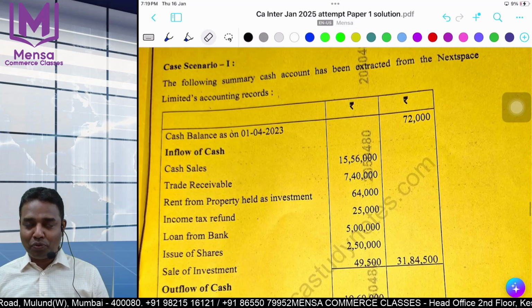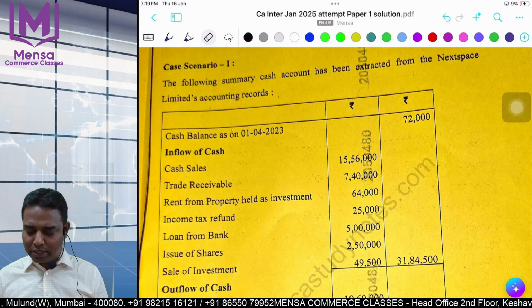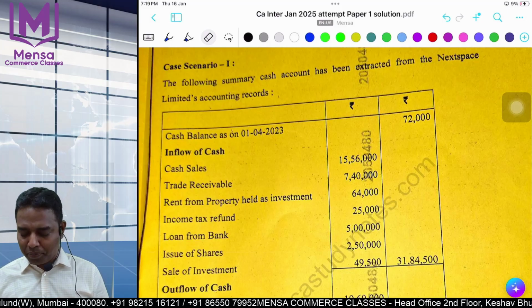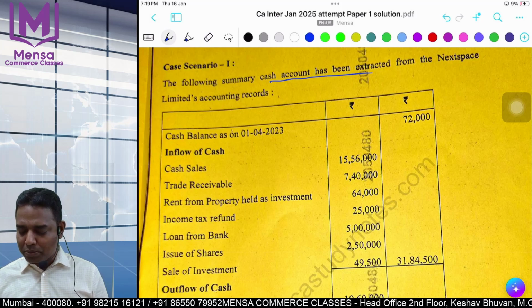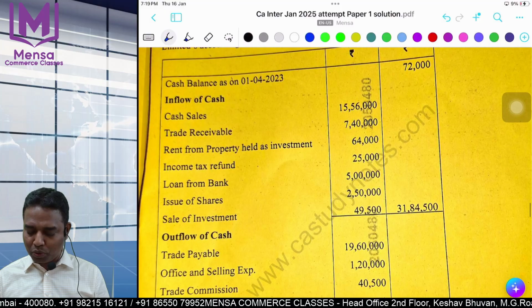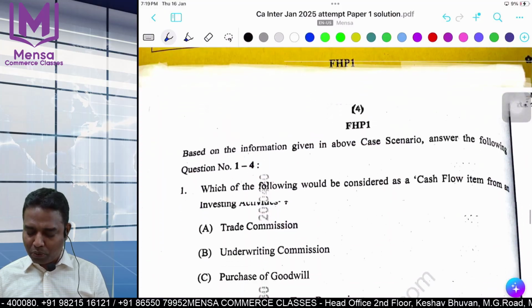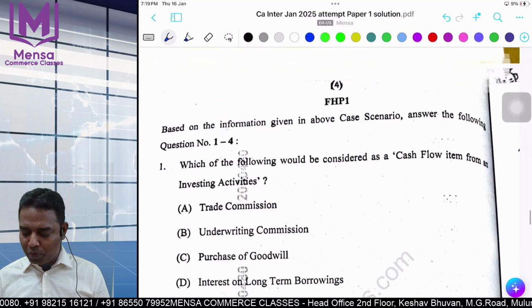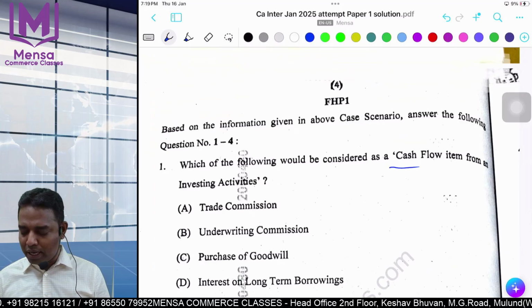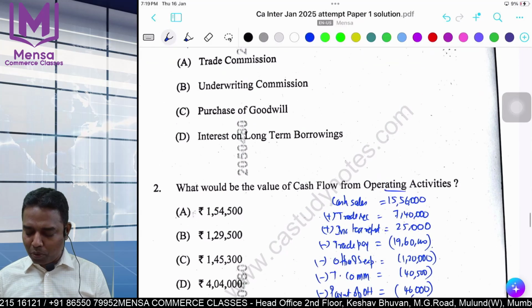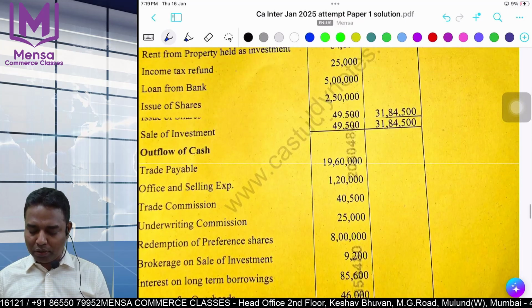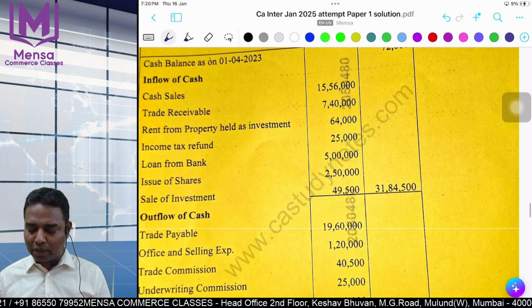Number one, the first question is on cash flow statement. The following summary cash account has been extracted. So what has been asked? They are saying which of the following would be considered as cash flow item from investing activities, then from operating activities, and so on. So when you're reading the question, we'll quickly mark it.